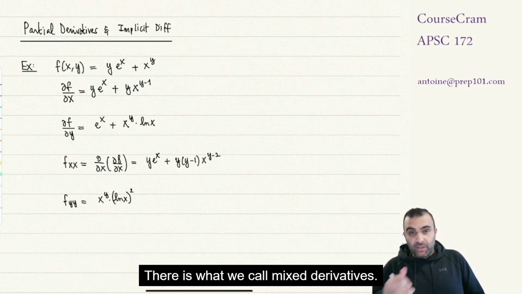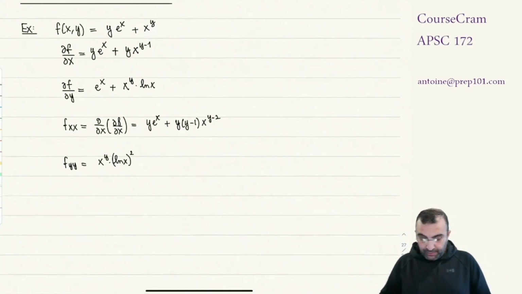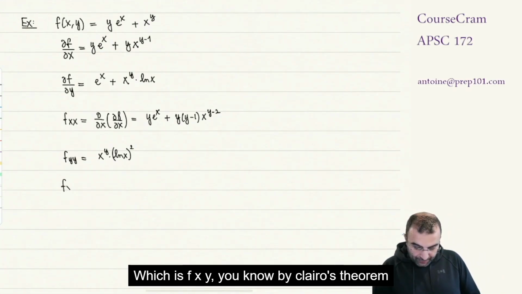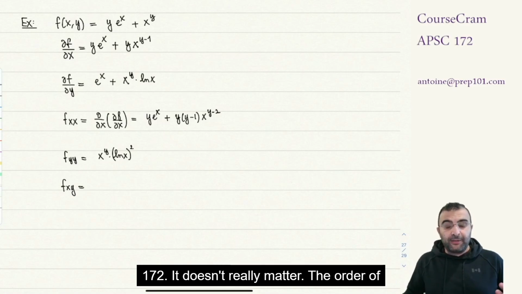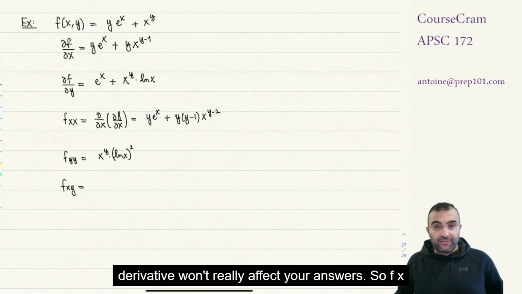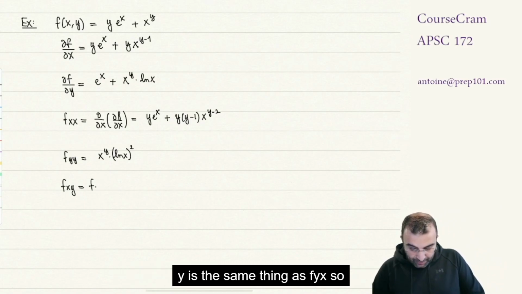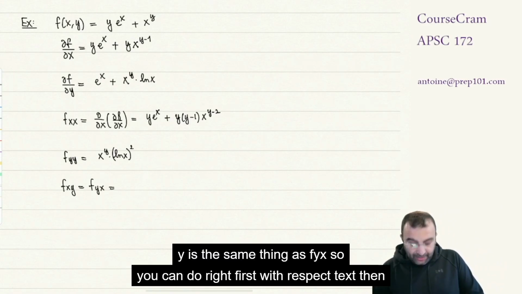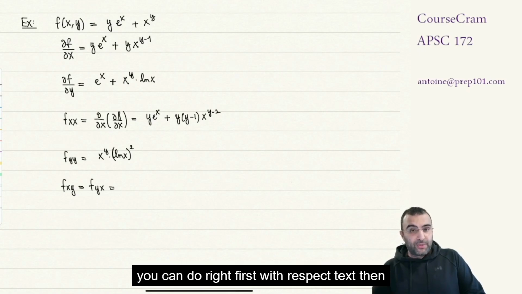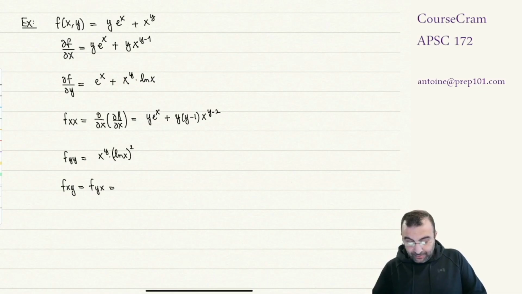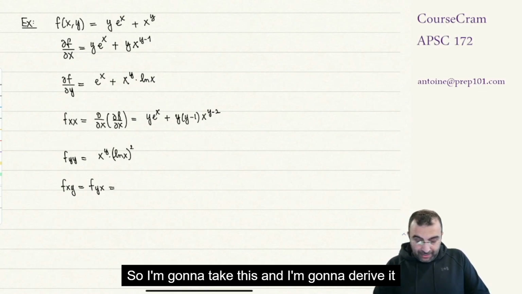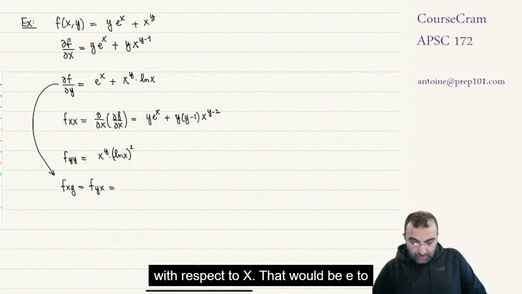There's what we call mixed derivatives, which is fxy. You know by Clairaut's theorem that for all the functions that we encounter in 172, it doesn't really matter. The order of derivative won't really affect your answer. So fxy is the same thing as fyx. So you can derive first with respect to x, then with respect to y, or with respect to y, then with respect to x. So I'm going to take this and I'm going to derive it with respect to x.